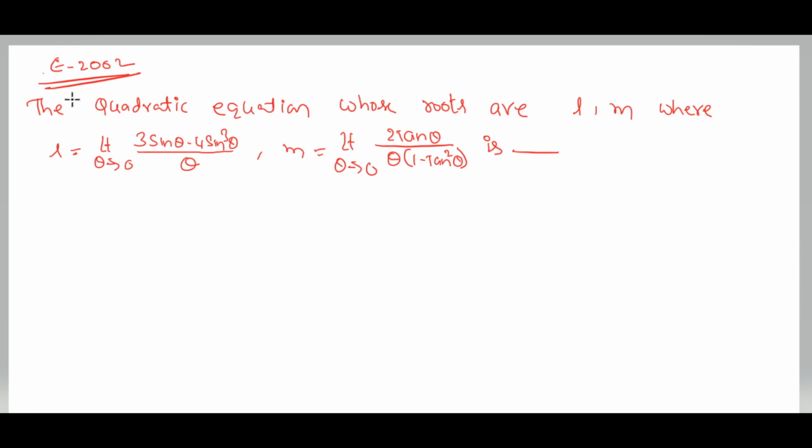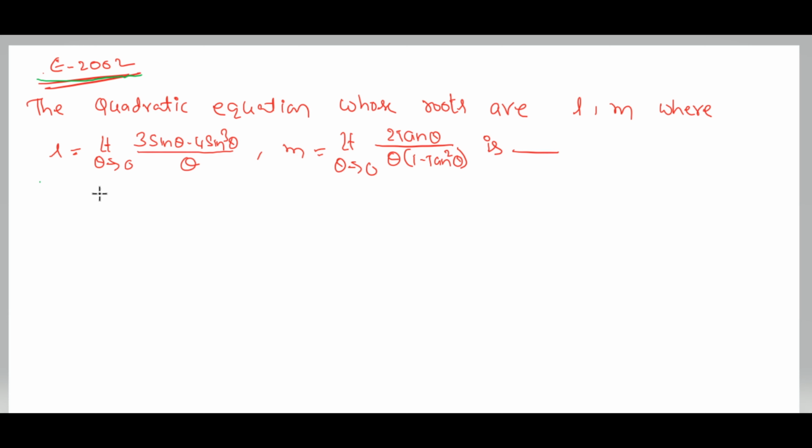Friends, this problem is from MSET 2002. Here is given the quadratic equation whose roots are L, M, where L value is equal to limit theta tends to 0, (3 sin theta − 4 sin^3 theta)/theta, and M value is limit theta tends to 0, 2 tan theta/(theta (1 − tan^2 theta)).